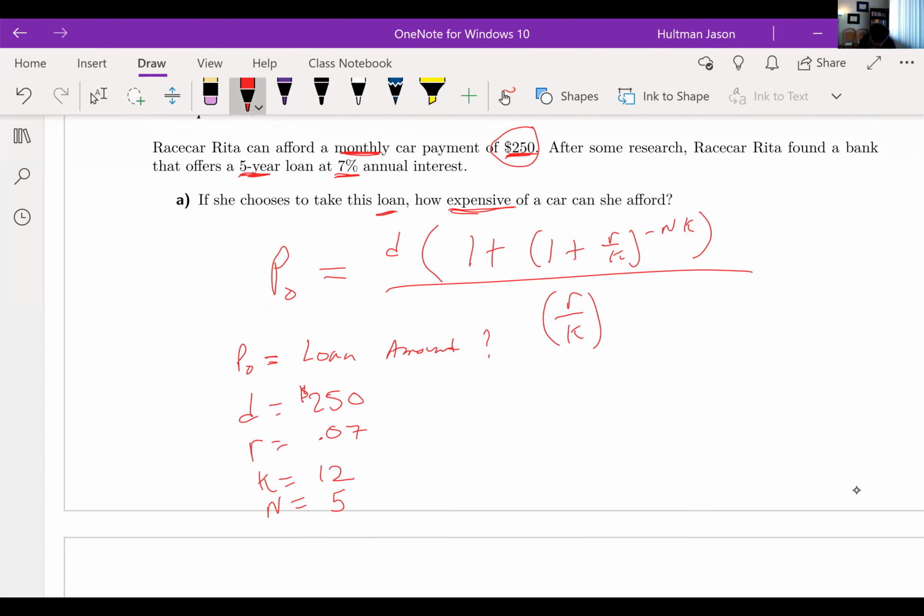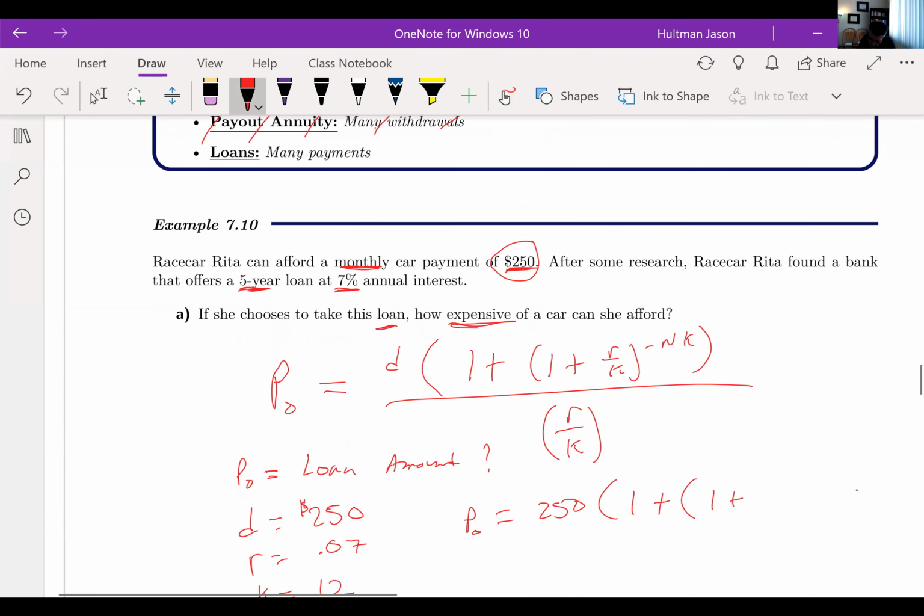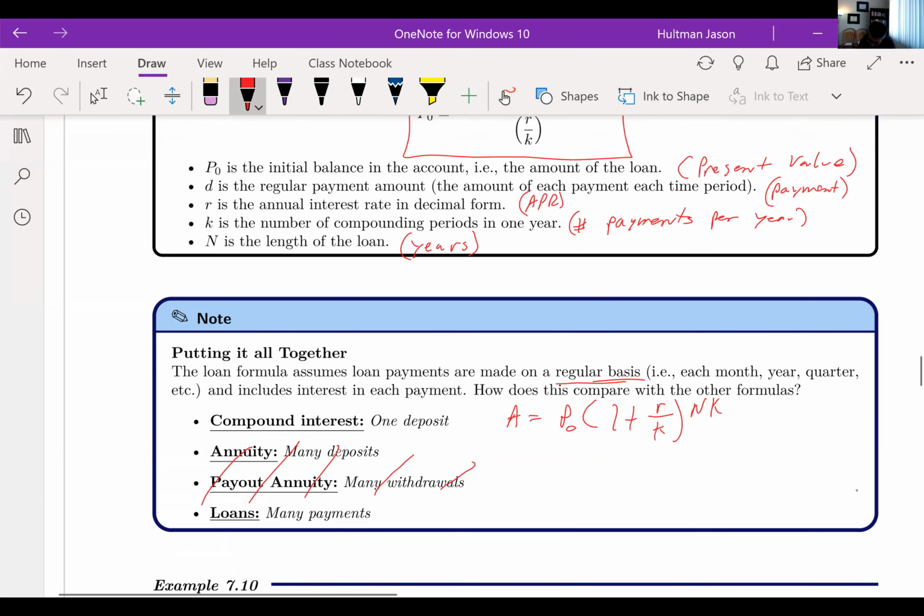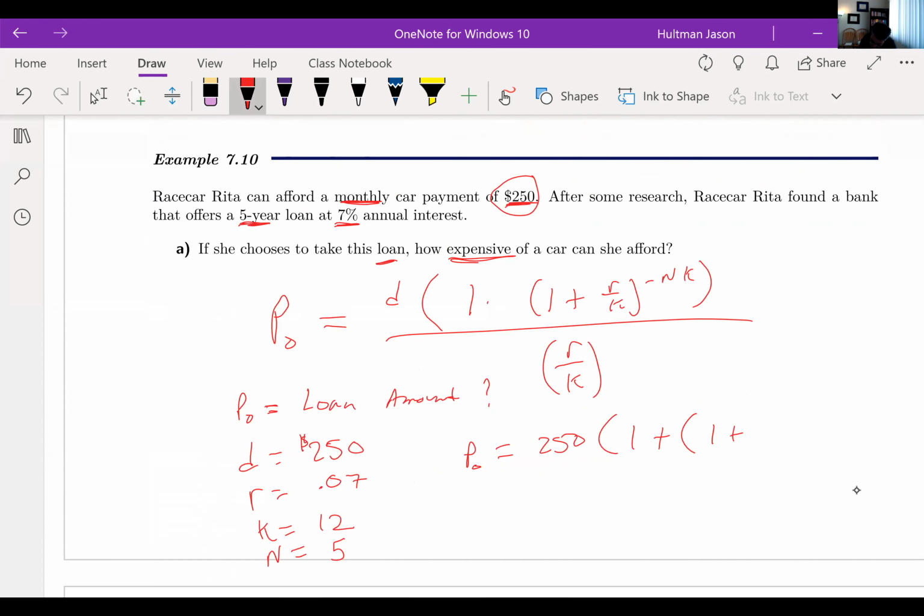We're going to say P naught is equal to 250 times 1 plus, or sorry, 1, is it plus or minus? I think it's minus. It should be minus. Minus 1 plus R over K. Well, R was 0.07. K is 12. This is to the negative 5 times 12, all over 0.07 over 12.